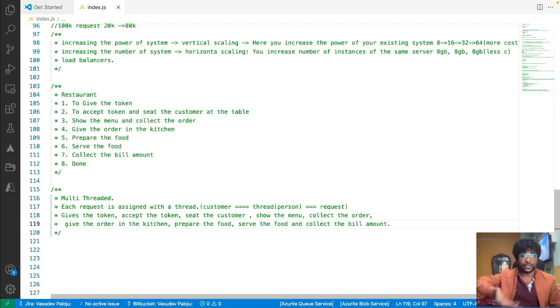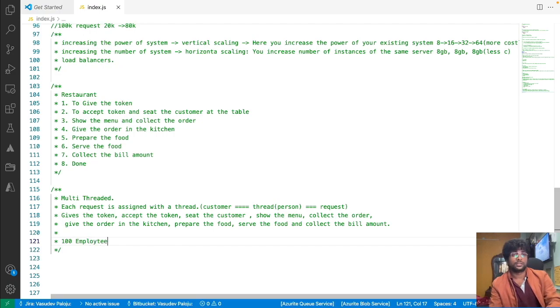It means whenever a customer comes in, there will be a person waiting for him, and that person is going to receive that customer and serve him till the end. It works really very well. But let's say you have 100 employees and 100 customers. Then 100 customers are very happy. There is no waiting time for them. A person is with them, guiding them from start to end.